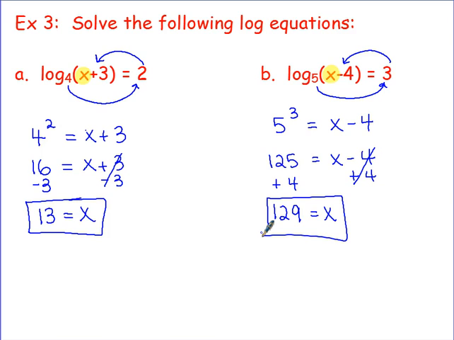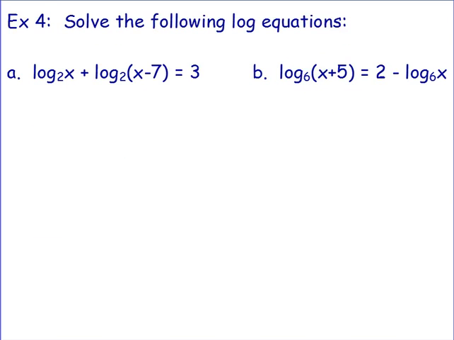So let's take a look at our next kind of examples. We're actually going to do the harder one together. We're going to do part B together. If you look at part B, step 1 says we want all of the logs on the left, all of the whole numbers on the right. Well, we don't have that. We have a log equals whole number and another log.